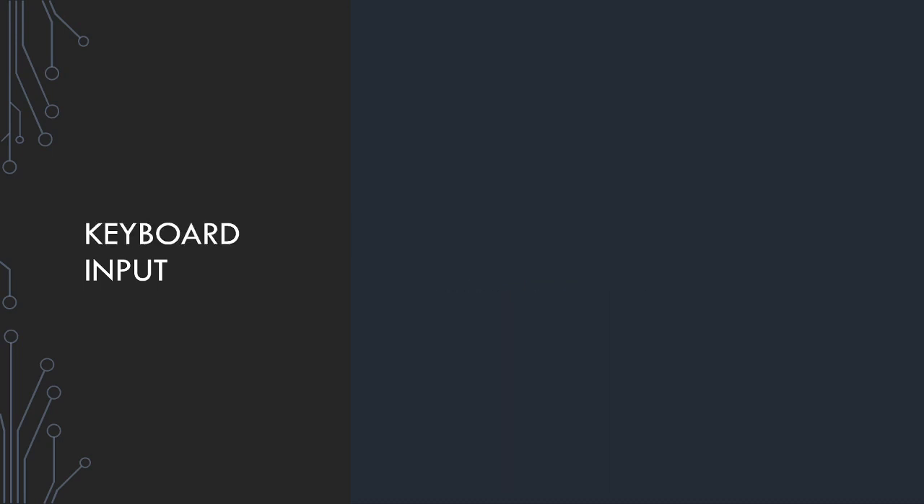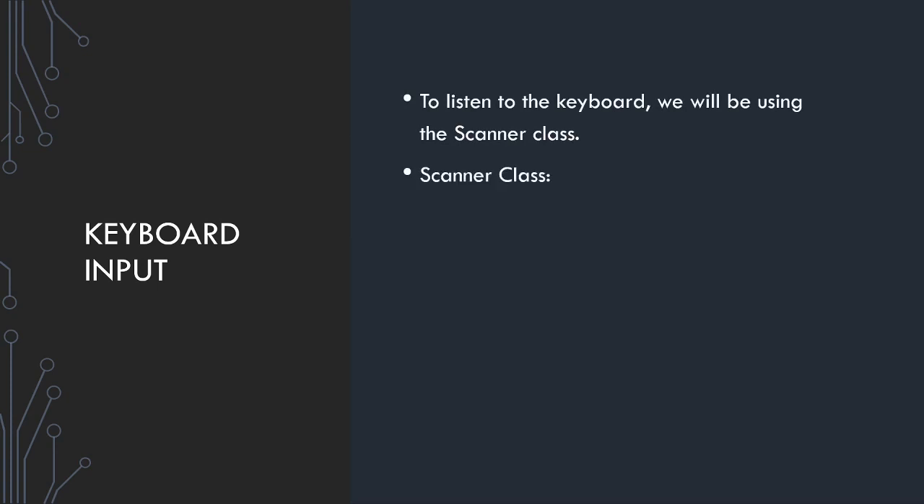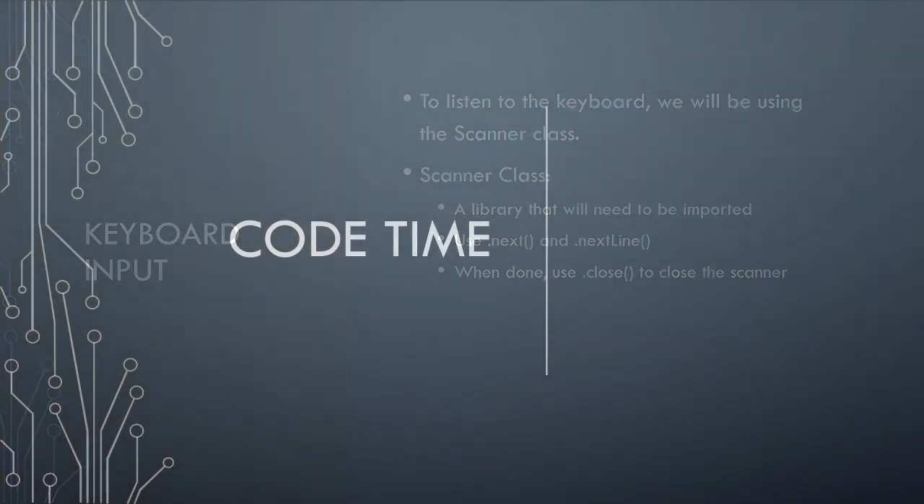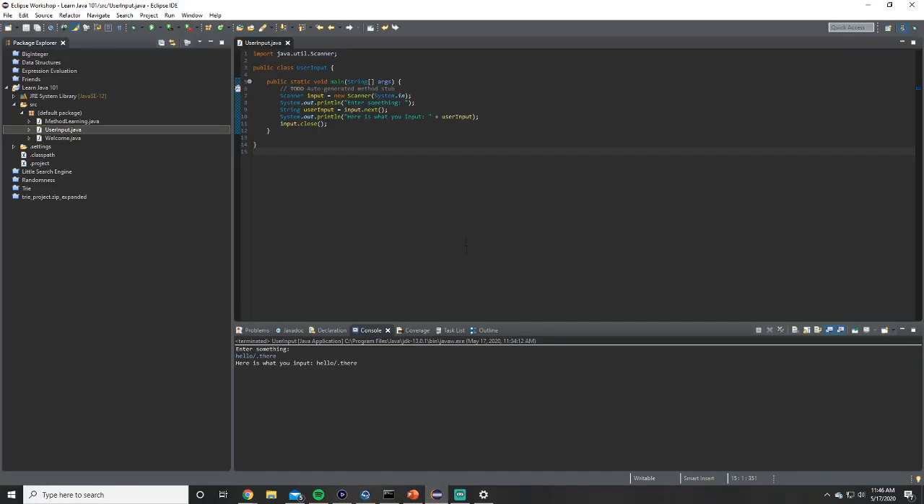Now, let's go over keyboard input. To listen to the keyboard, we'll be using the Scanner class. The Scanner class is a library that will need to be imported. The two main methods that we'll be using from the Scanner class are the .next and .nextLine methods. And when we're done, we're going to use the .close method to close the scanner out. Now, let's switch over to the code.